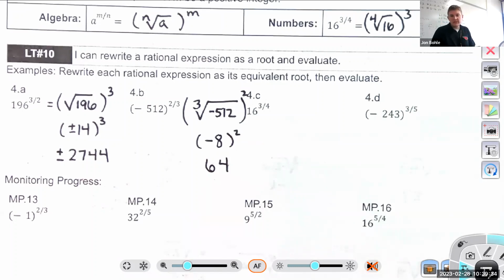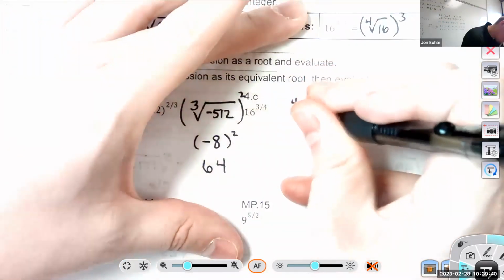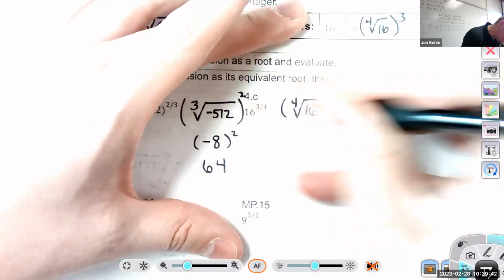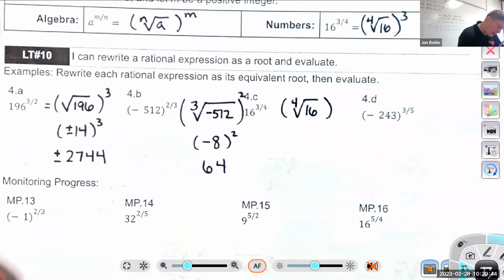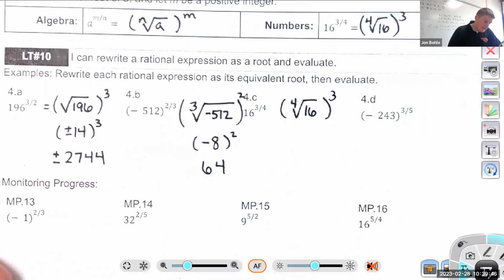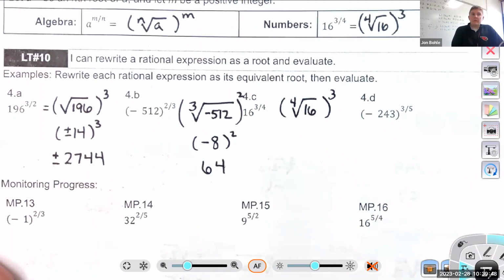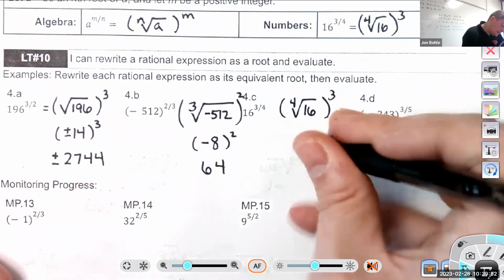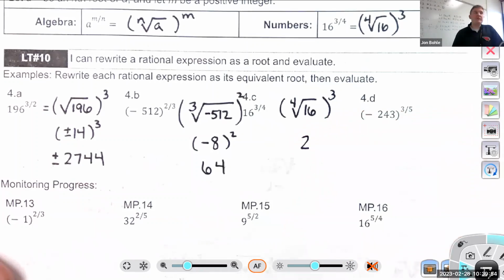What is my root for 4C? 4. So it's going to be the fourth root of 16. Once I take the fourth root of 16, what power do I take it to? The third. Who's got the fourth root of 16 for me? Positive 2, negative 2, positive and negative 2.